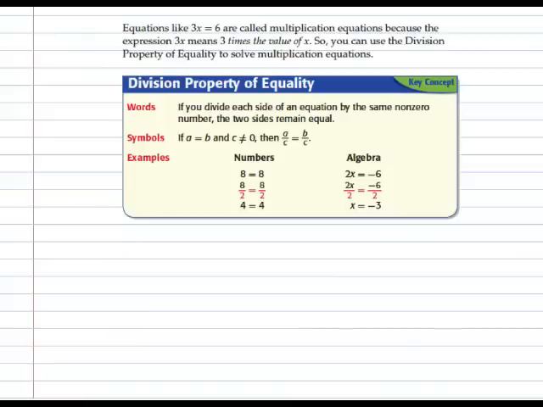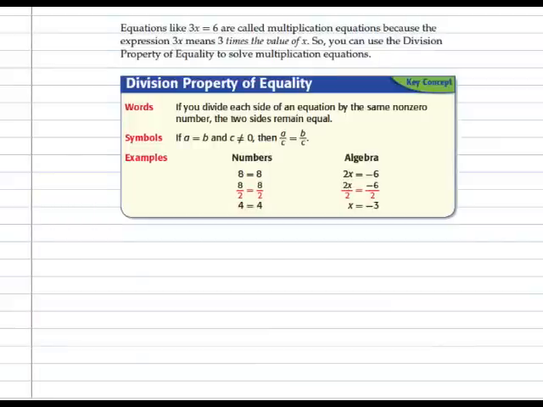Equations like 3x equals 6 are called multiplication equations because the expression 3x means 3 times the value of x. So use the division property of equality to solve multiplication equations. The division property of equality says if you divide each side of an equation by the same non-zero number, the two sides remain equal. If a equals b and c is not 0, then a divided by c is equal to b divided by c.